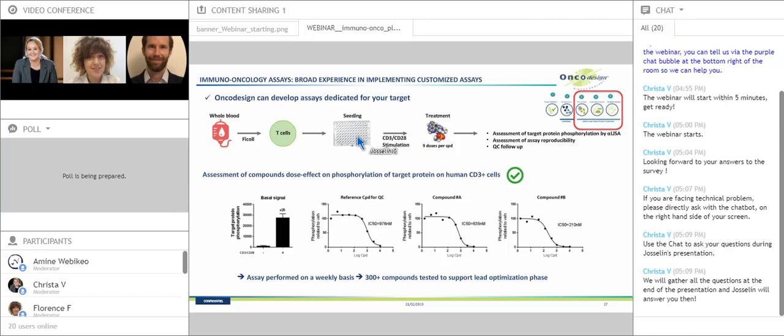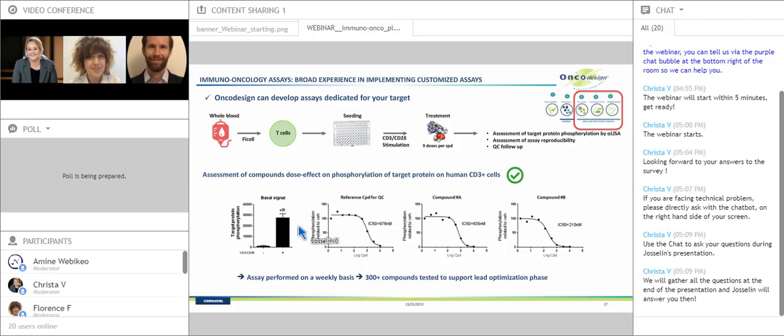So this test was set up. We had to show the reproducibility, so it was okay, and then we had to set up a quality control follow-up. The bottom part of the slide shows representative results of assessing different compounds on this assay. The histogram shows that we almost always had a good stimulation by CD3, CD28, whatever the donors.